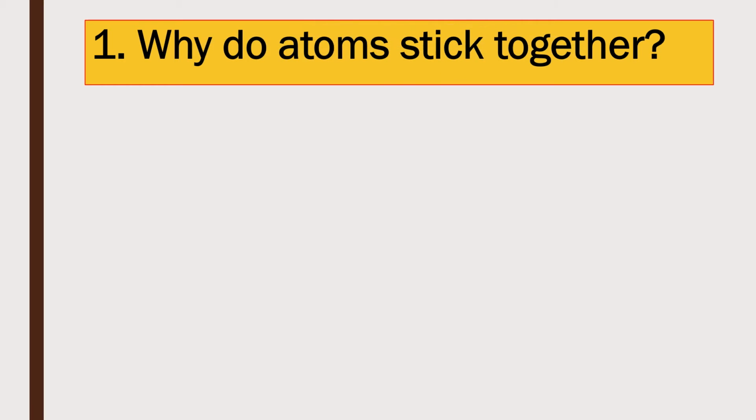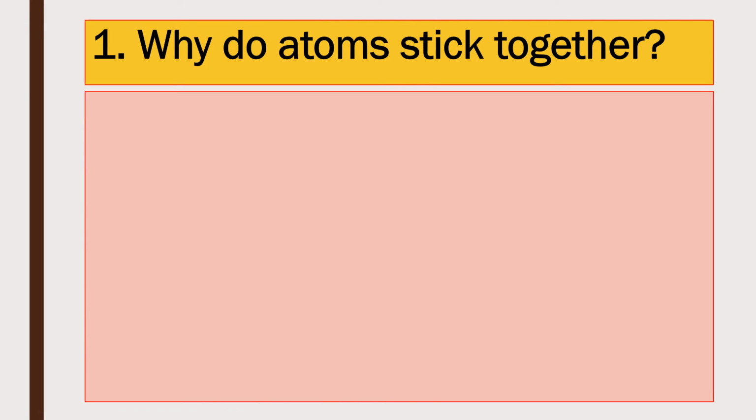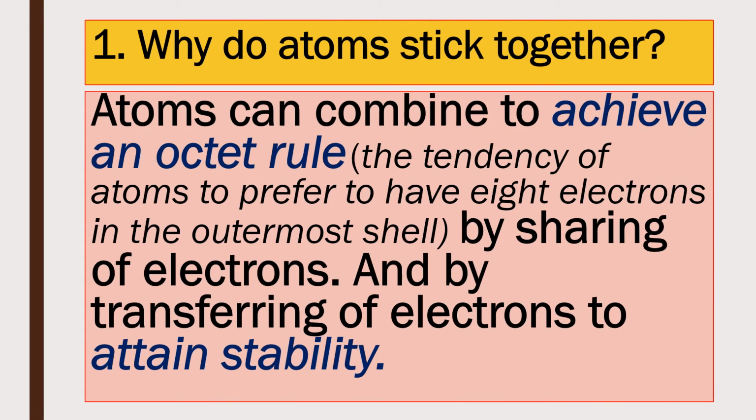Why do atoms stick together? Atoms can combine to achieve an octet rule, the tendency of atoms to prefer to have 8 electrons in the outermost shell by sharing of electrons, and by transferring of electrons to attain stability.